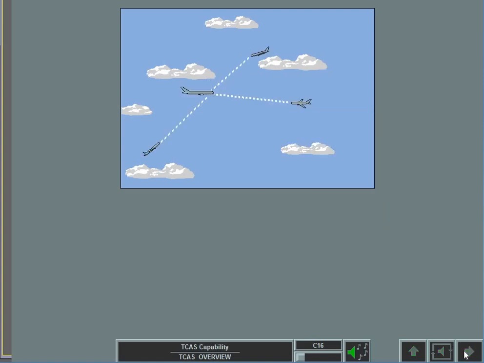TCAS can detect aircraft coming from any direction. Practically speaking, TCAS can track as many aircraft as are within range. TCAS shows you where each is and whether or not it represents a potential collision hazard. Aircraft without a transponder are invisible to TCAS. You don't know where they are.